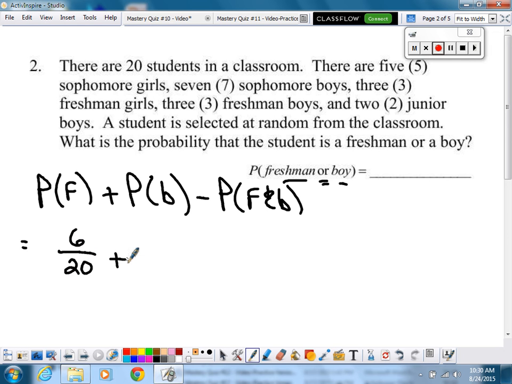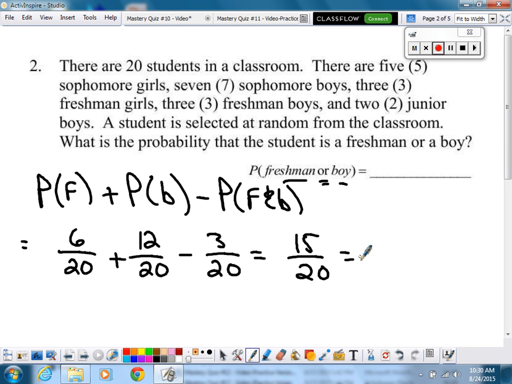Add to that all the boys. How many are boys? We got 7 sophomores, 3 freshmen, 2 juniors. I think there's 12 boys there. Again, in this particular question, I hope you realize, wait a minute, some of those boys have been counted twice, right? The 3 freshman boys are counted as freshmen and boys. I have to take away those 3. Can't count them twice. And I add all those together. I get 15 out of 20, which is, of course, 3/4 or 0.75.